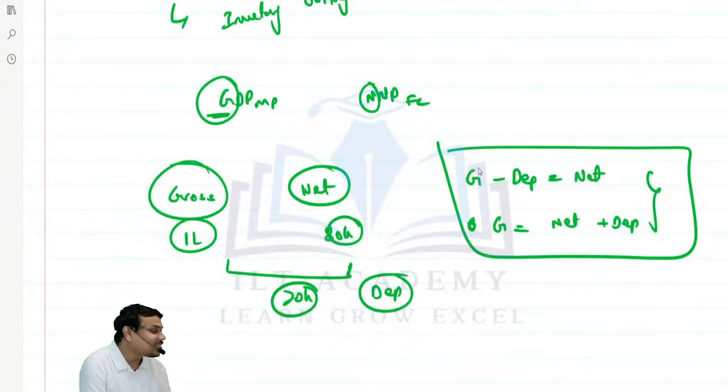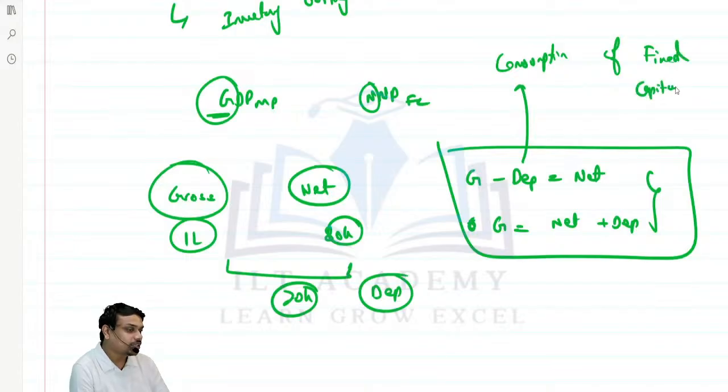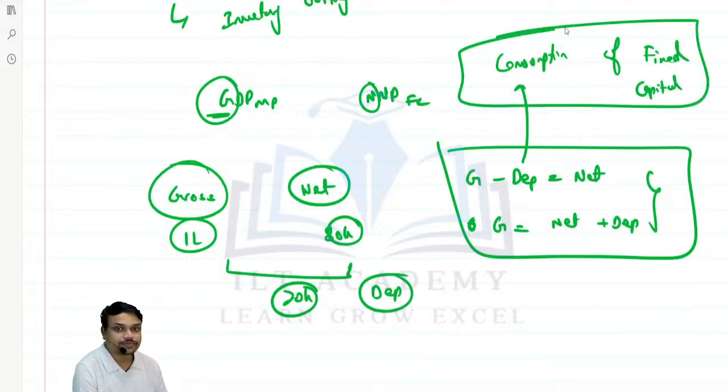ओके, सो सी सिमिलरली ये डिप्रिसिएशन को भी थोड़े बहुत निकनेम्स हैं. वन इज कंजम्पशन ऑफ फिक्स्ड कैपिटल. ये क्या है? Consumption of fixed capital is nothing but what? Any doubts? ये समझ में आया? Consumption of fixed capital is nothing but what? Depreciation. Clear? Got it? हाँ, depreciation क्या है? Consumption of fixed capital.